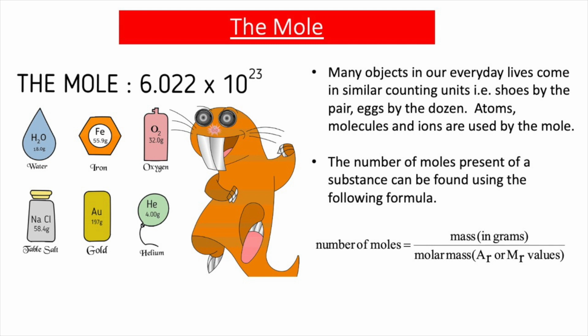And that's how it works. I require different numbers of grams of each substance to have a mole. And that's because the MR and AR values of different substances are different.